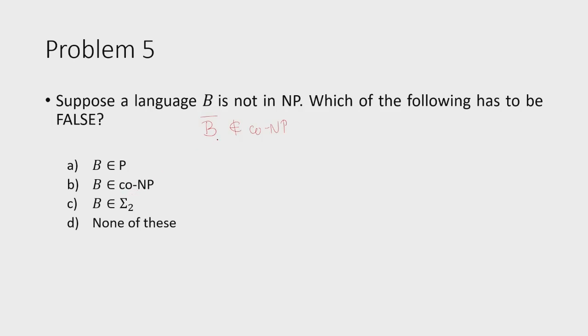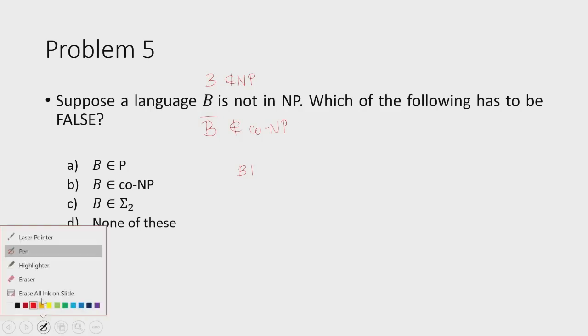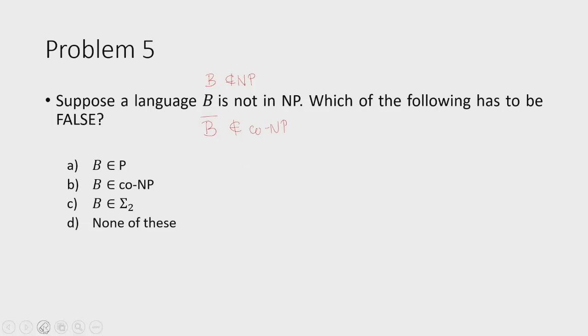This is slightly difficult to digest. B is not in NP. So does this mean that the complement of B is in co-NP? Not necessarily. If B is not in NP, then the complement of B cannot be in co-NP, because otherwise the complement of B would be in NP, which is just B, right? So all this tells us is that B complement is not in co-NP, but it does not tell us anything about whether B is in co-NP or not.